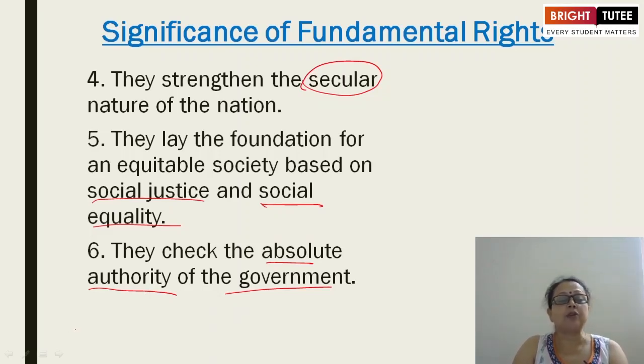So this is all about the significance of the fundamental rights. These rights are being protected by the court of law. We can raise our voice.